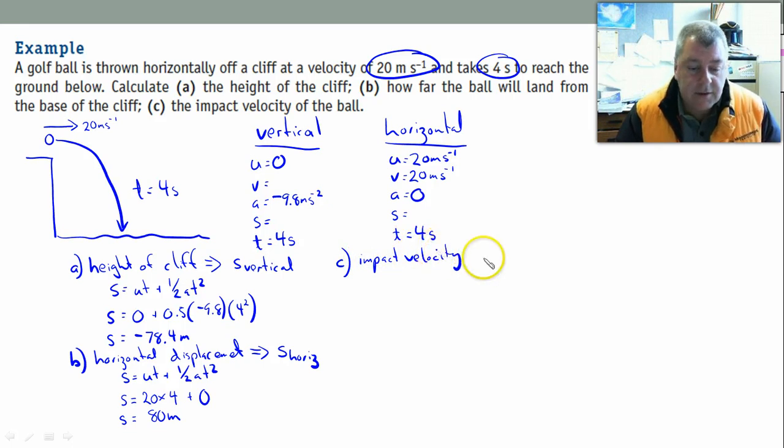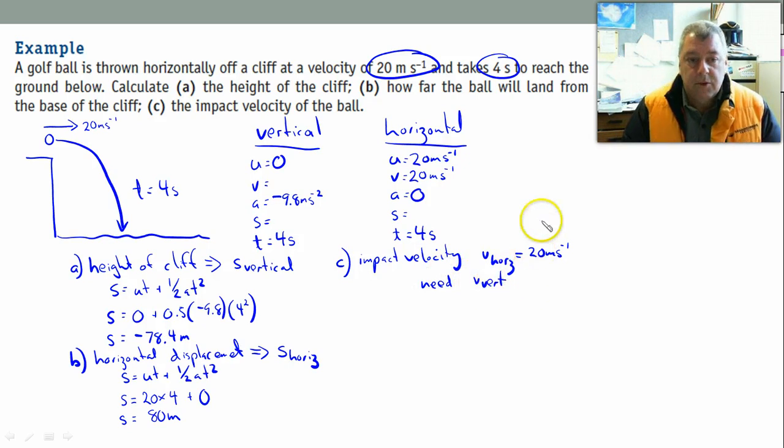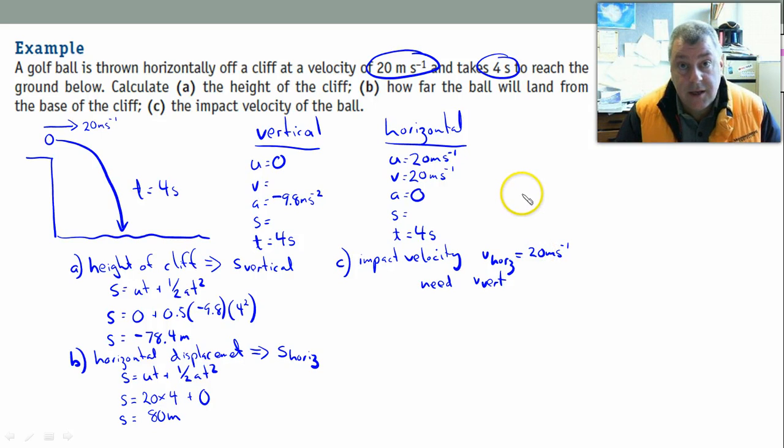Alright, impact velocity. Now we know that V horizontal is equal to 20 meters per second to the minus 1. That means that we need to find the vertical velocity, because we need to be able to combine the two to give us the final velocity, or the impact velocity.